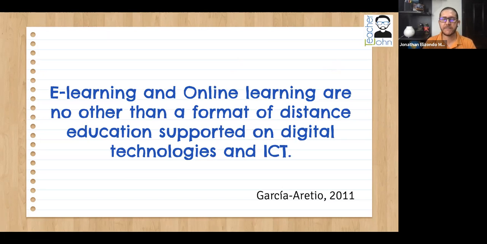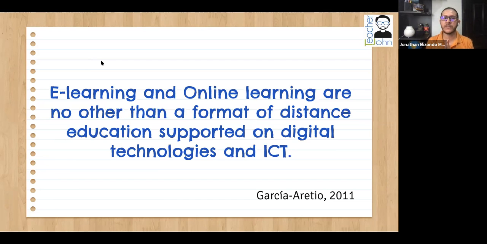So I really like this definition because no matter what we are doing, we need to make sure that we understand that it doesn't matter the concept, we're doing distance education. Why? Because teachers and students are not in the same place. There is a physical distance, and sometimes there is even a time distance. I prepare materials, I upload it into a platform, and then my students are going to be using that material not today, but maybe tomorrow or the following day.